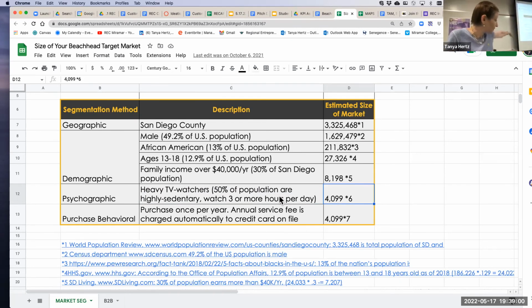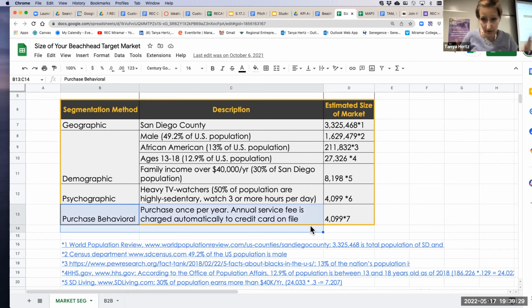Now, the last one is behavioral segmentation. In order to confuse people, researchers call it behavioral, but it's really purchase behaviors. And it does not affect the market size. So the market size is the same at the bottom there, 4,099. It's the same based on their purchase behaviors. The reason we need to do behavioral segmentation is because we need to know how often they're buying it.